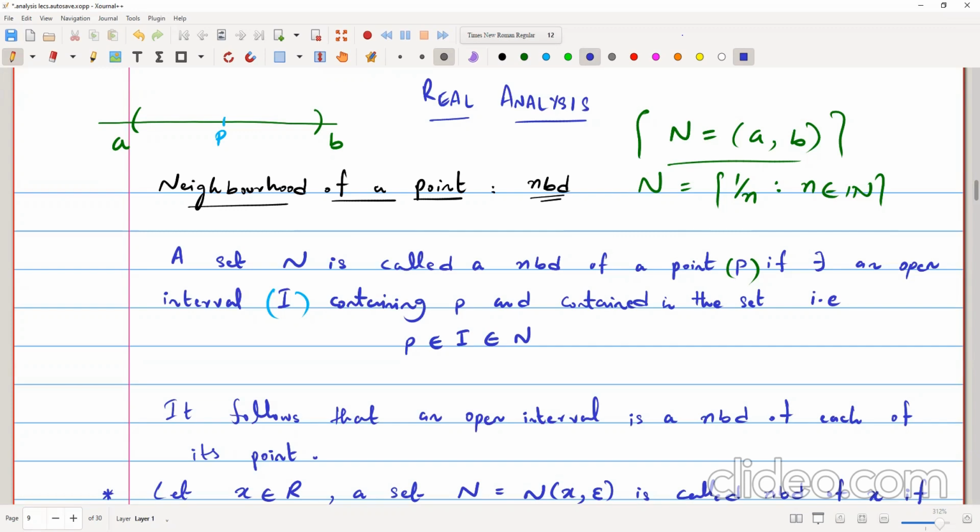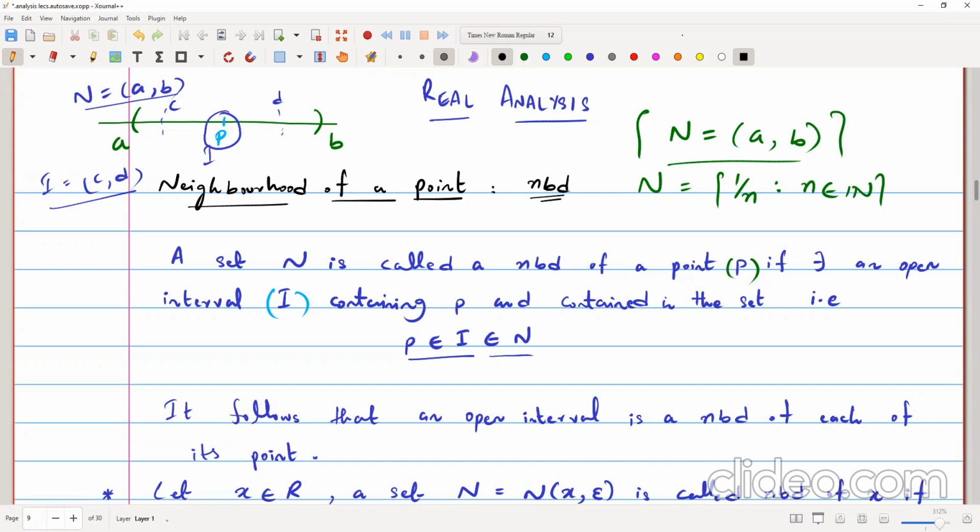So if there exists an open interval I containing P and contained in the set, that is P belongs to I, so we should have an open interval I. Let's say this interval from here to here, this is I, and this whole interval from A to B is N. The interval I is from, let's say this is C and this is D, C to D. And we can see that this interval CD is contained in AB, and then this P is contained in this interval I. So P is contained in I and I is contained in N. If this condition is satisfied, then we call this whole set N, that is AB, the neighborhood of point P.